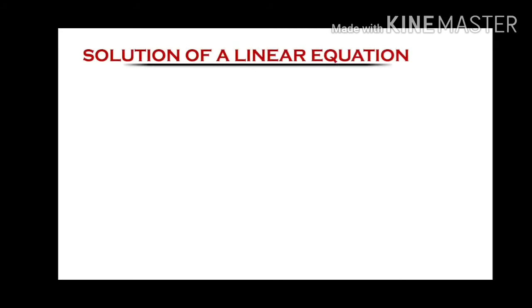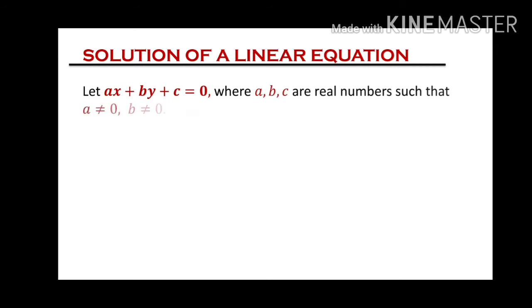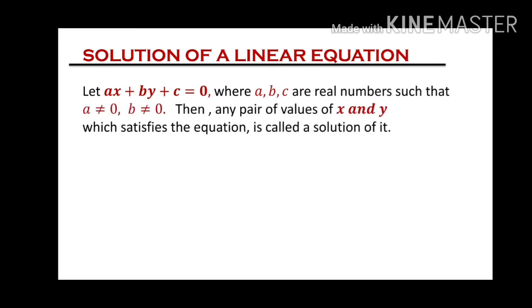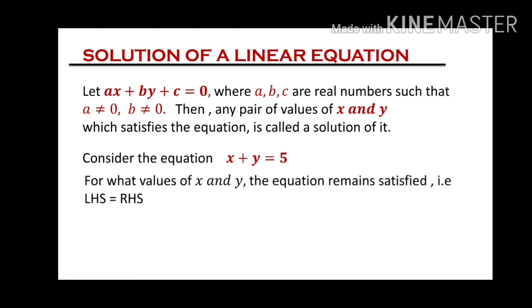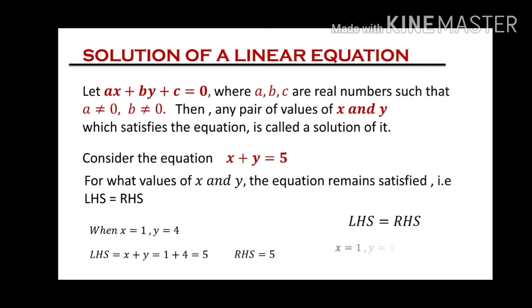Now, solution of a linear equation. Let's consider the same definition of the linear equation. Here we can say that any pair of values of x and y which satisfy the equation is called a solution. Now, what do we mean by satisfying the equation? Suppose we consider the equation x plus y equals 5. For what values of x and y does the equation remain satisfied, that is, the left hand side becomes equal to the right hand side? Suppose x equals 1 and y equals 4. When we add them, the left hand side x plus y becomes 1 plus 4, that is 5. The right hand side is also 5. So the left hand side equals the right hand side. That means x equals 1 and y equals 4 is a solution of this equation.